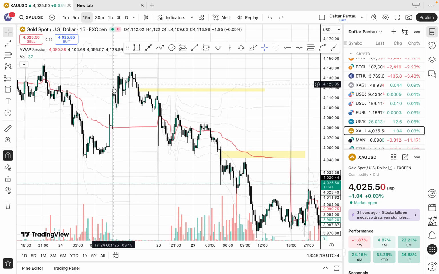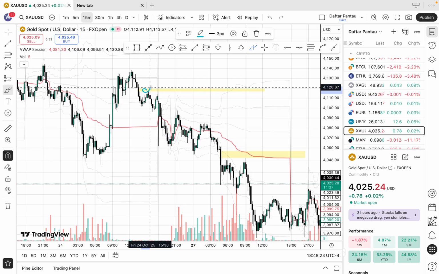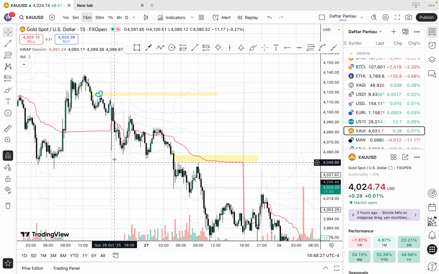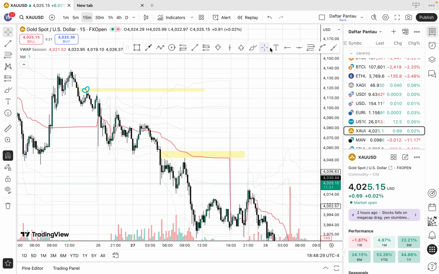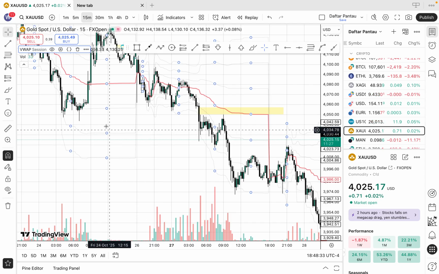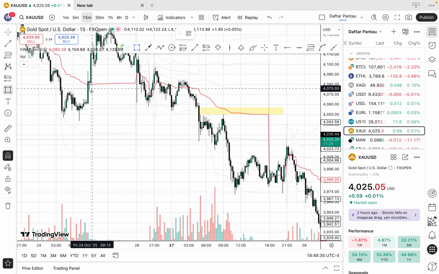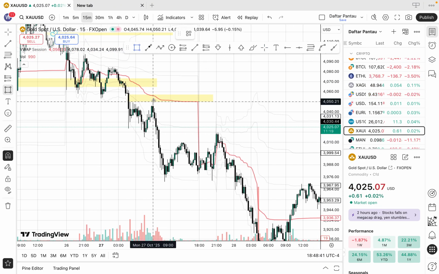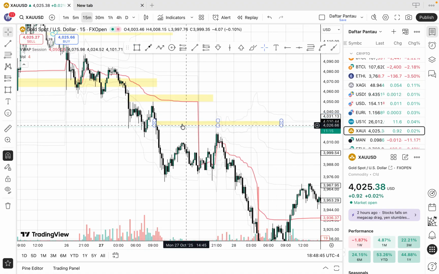Whenever the price starts like this, it makes a strong movement. Right? There are two types of fair value gaps. The first is the bullish fair value gap. This is the bullish fair value gap. And the second is the bearish fair value gap. This is the bearish fair value gap.